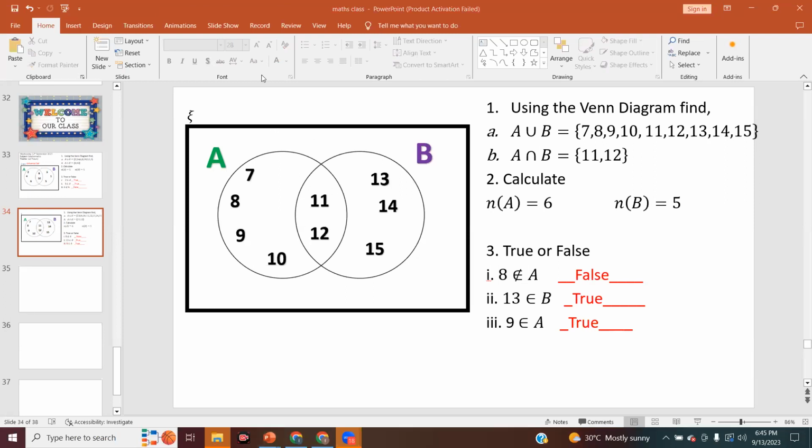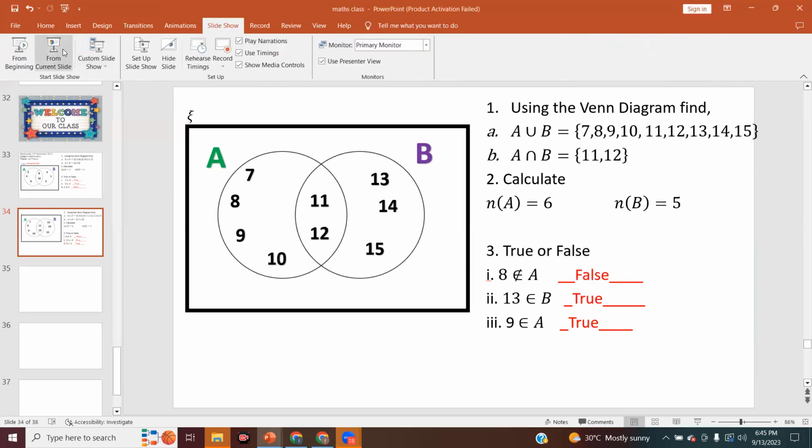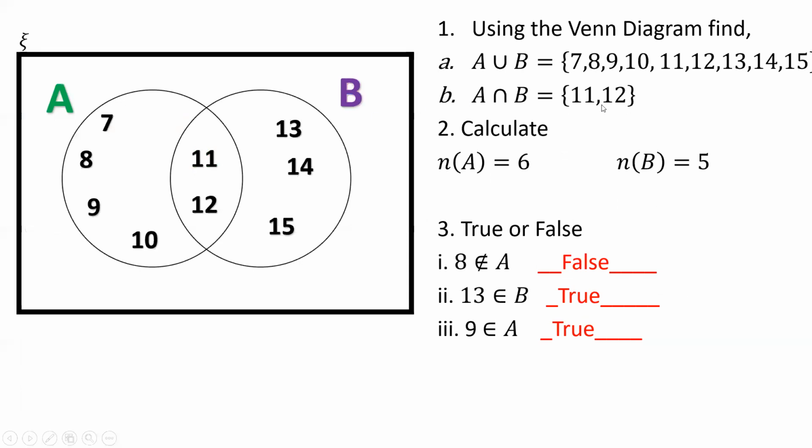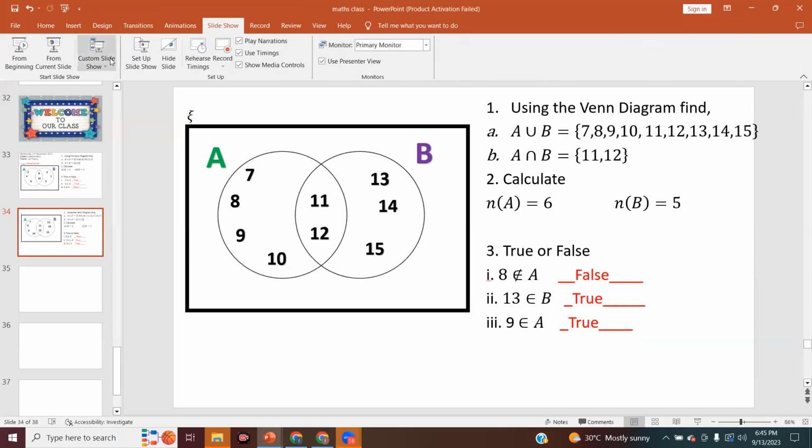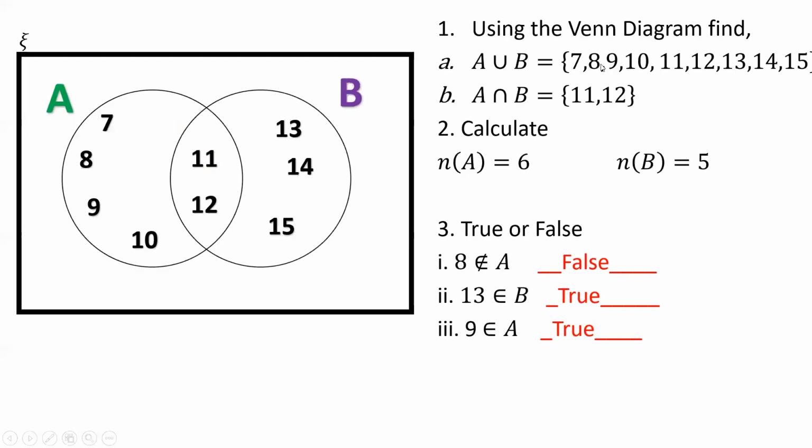So for this one, we have that the union is going to be 7, 8, 9, 10, 11, 12, 13, 14, and 15. The intersection of A and B is going to be 11 and 12. The number of elements of A is 6 because we have 7, 8, 9, 10, 11, and 12. The number of elements in B is going to be 5 because we have 1, 2, 3, 4, 5.